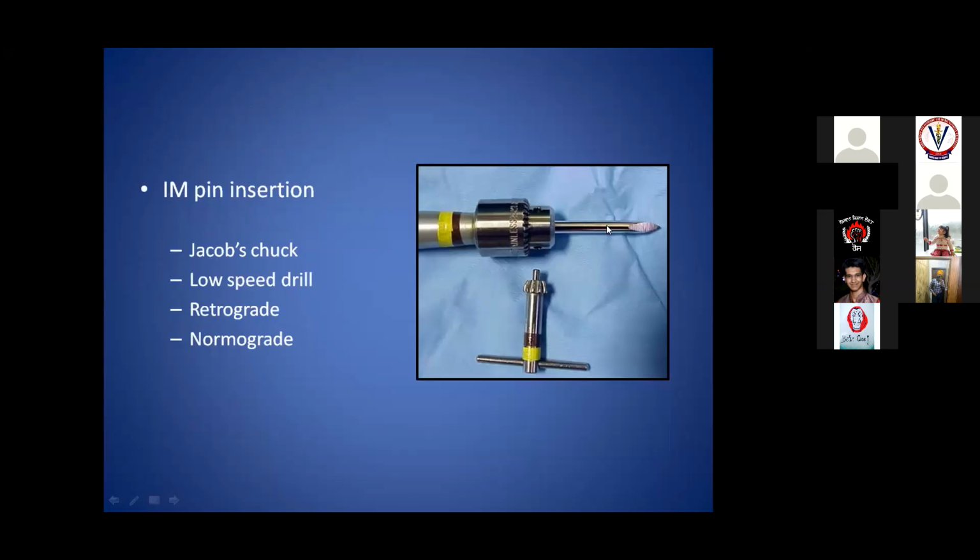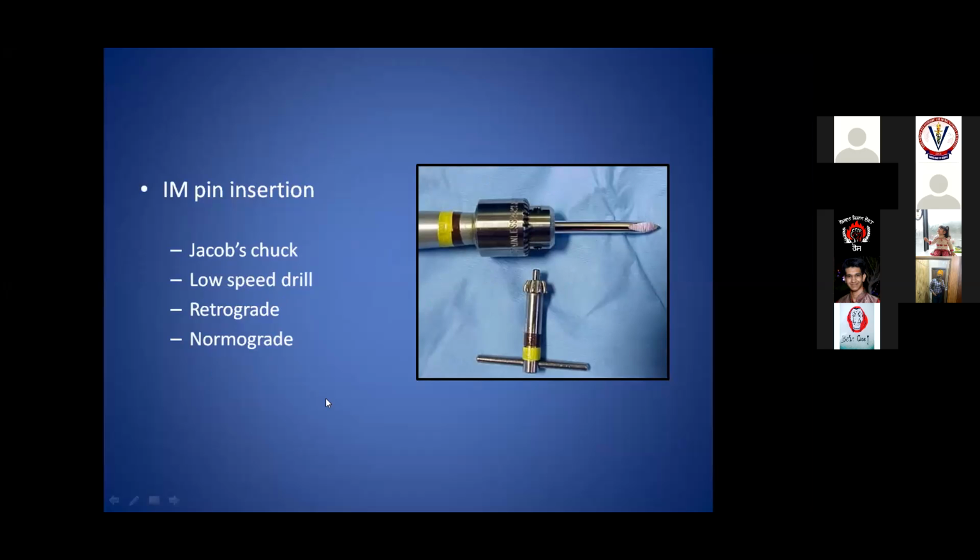What do you require to insert the pin? This is what we call a Jacob's chuck. This is the key to open the Jacob's chuck, and you can introduce the pin into the chuck, and by rotational movements, you can introduce the pin into the bone. If you do not have a Jacob's chuck, you can also use a battery operated bone drill, because the function is the same. Even in the bone drill, you can insert the pin and do the intramedullary pinning.